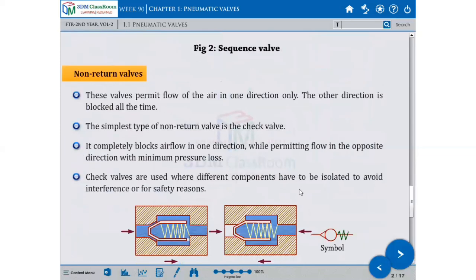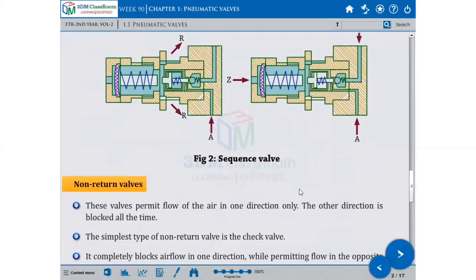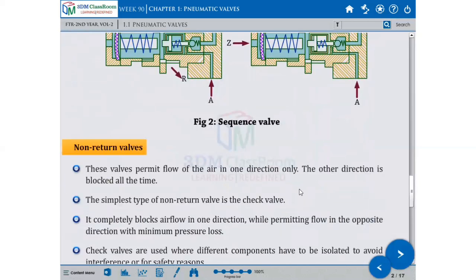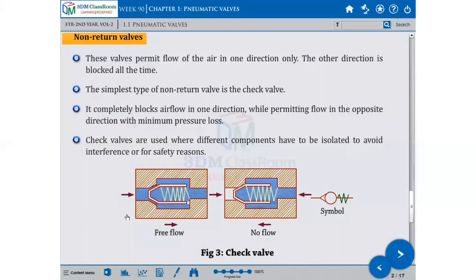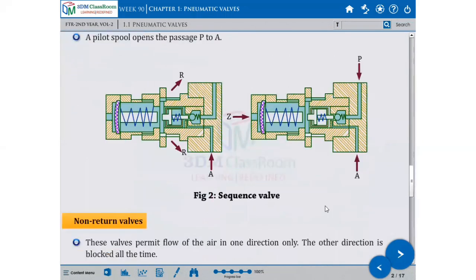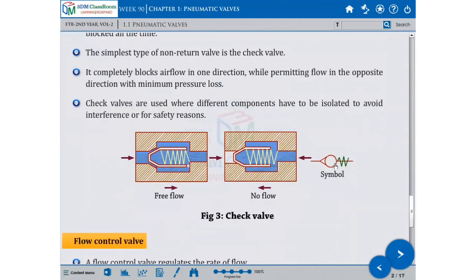Now, what is the name? Non-return valve. This is the sequence; I am making you understand each valve. Next is the non-return valve, which is very simple. This is the symbol for the non-return valve. Basically, there is one circle, a triangle, and one spring.